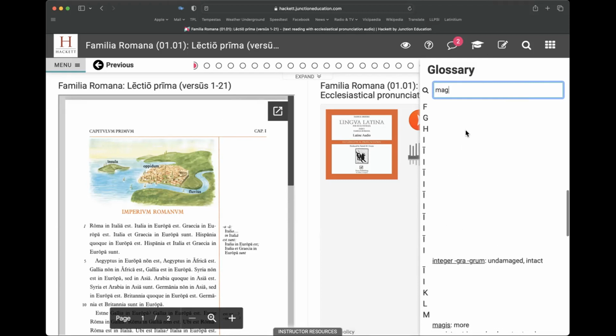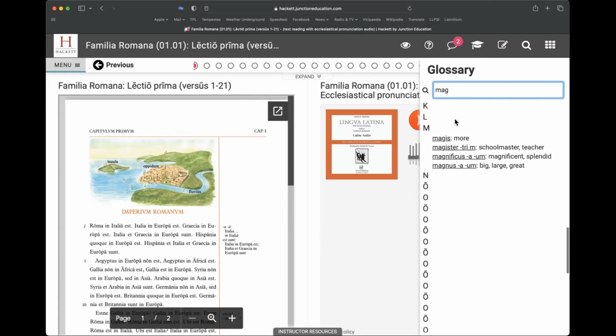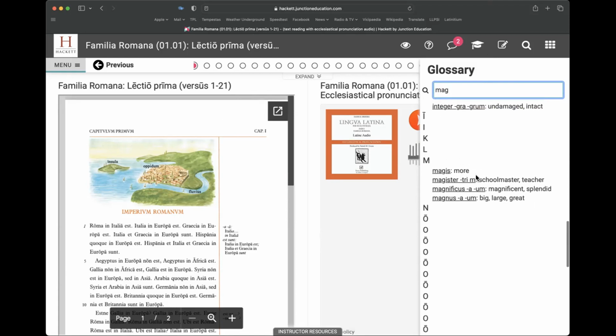Now this searches for all occurrences of it, so it's kind of a dumb search. Well, it's not integra, or magis, magister, magnificus. Ah, here it is, Manus. Big, large. Glossary is for the story that we're reading, right? Yes. Oh, okay. Well, yes, that kind of helps out. Okay. Thank you.